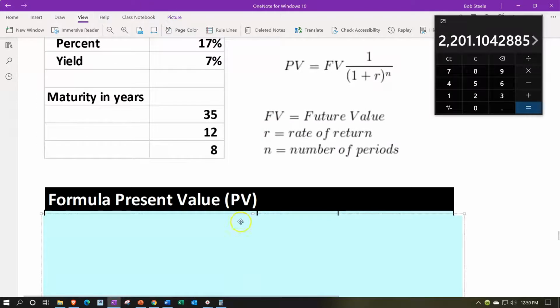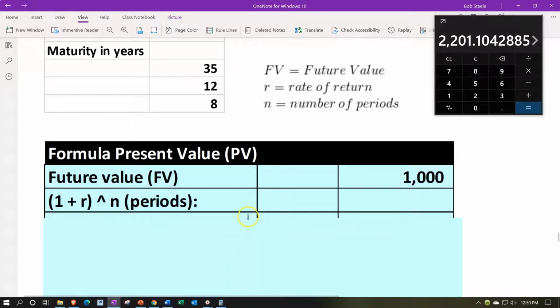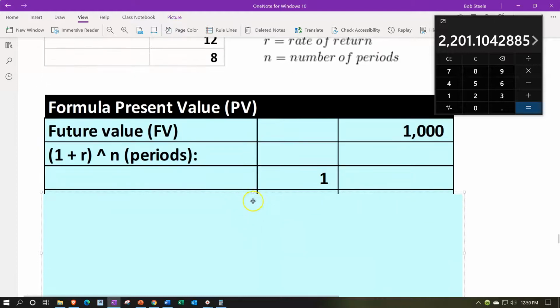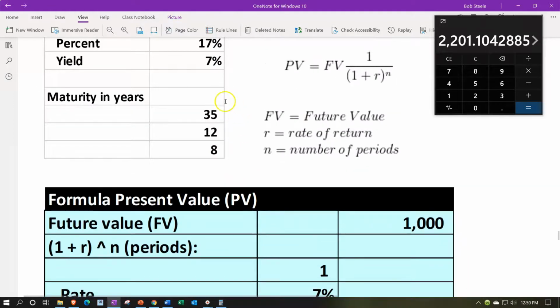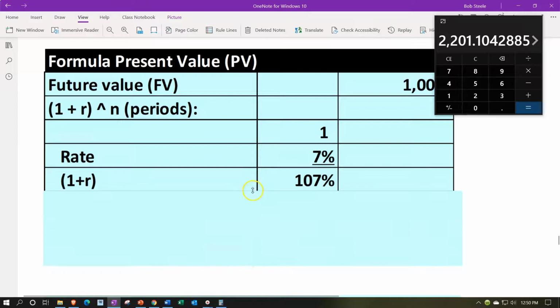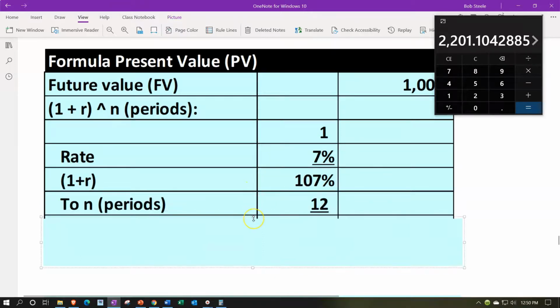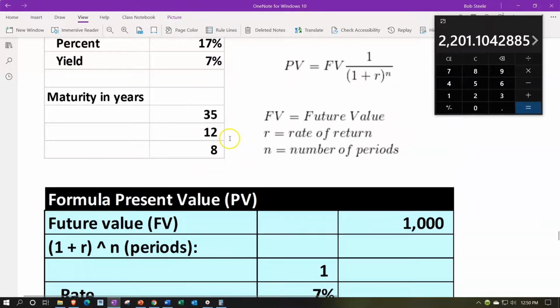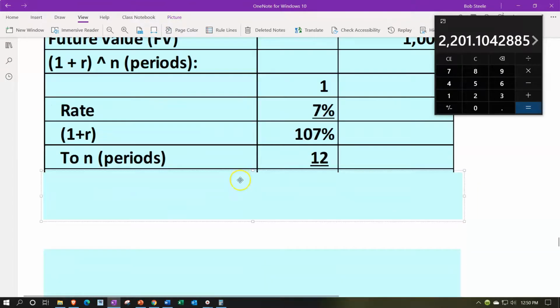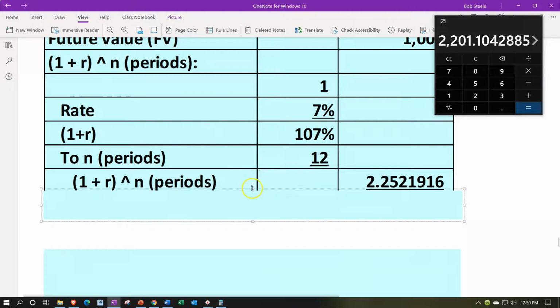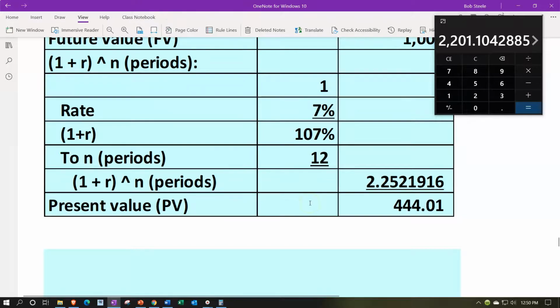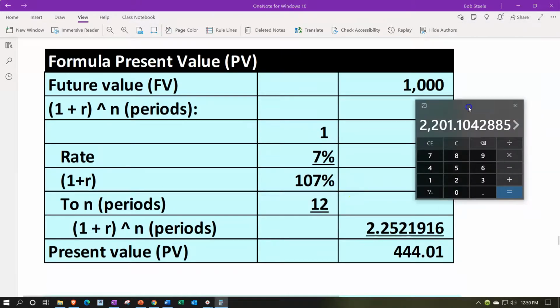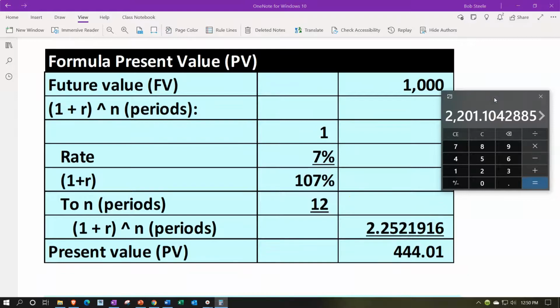So if I go down, we're going to do this calculation. We're going to say the 1,000 outer column, 1 plus r to the n. There's the 1, r, 7% market rate, same as last time. That's going to be the 1.07. The new thing happens now. That's going to be 12 number of periods this time, as opposed to the 35 that were last time. 1.07 to the power of 12 gives us 2.2521916. Then if I take the numerator divided by the denominator, which is 1,000 over 2.252196, that gives us the 444.01 present value of that 1,000.